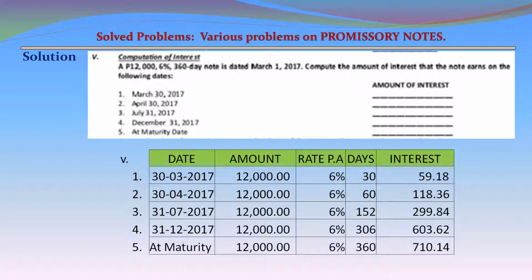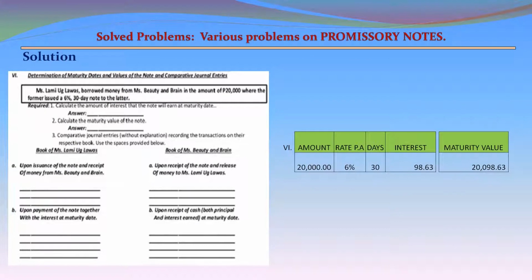Amount 12,000. Rate 6%. Days 152. Interest 299.84. Number 4. 31st December 2017. Amount 12,000. Rate 6%. Days 306. Interest 603.62. Number 5. At maturity, amount 12,000. Rate 6%. Number of days 360. Interest comes to 710.14.